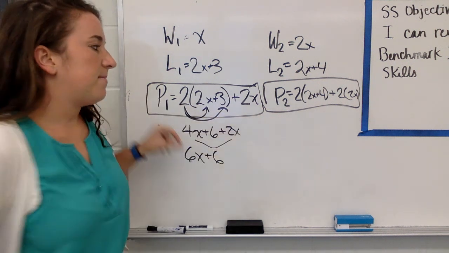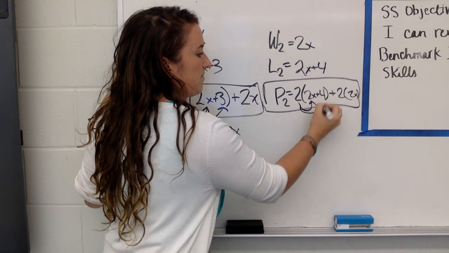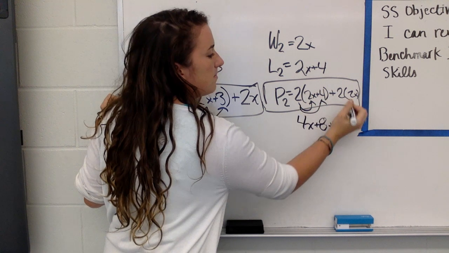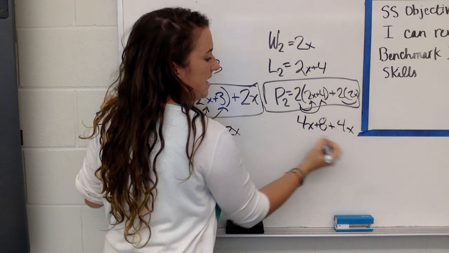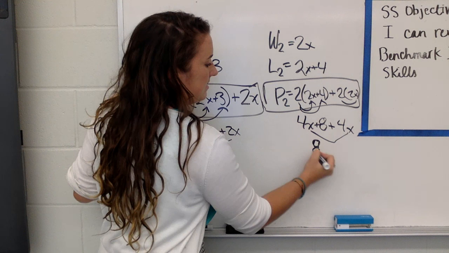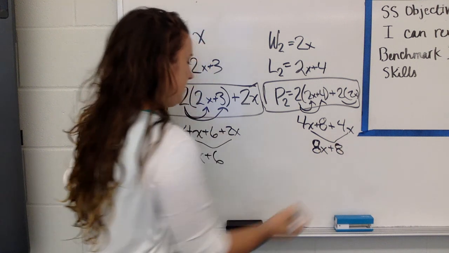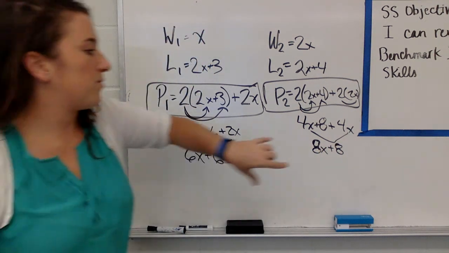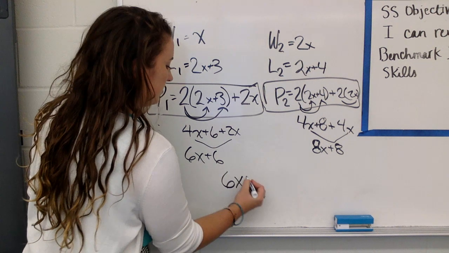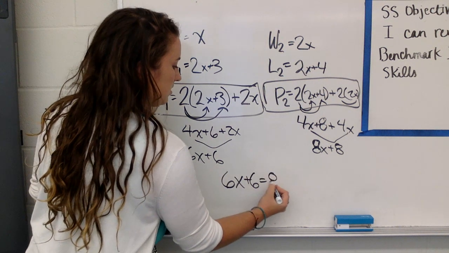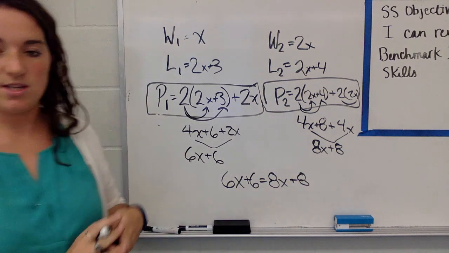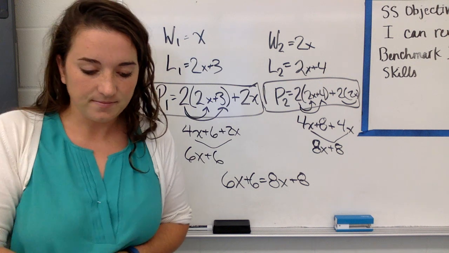On this side, I can combine again. I can simplify by distributing, which is 4x plus 8 plus 4x, and again I can combine like terms. So it'll be 8x plus 8. Now this perimeter equals this perimeter, so our last step is to set them equal to each other. And I'm going to leave it so that you can solve it on your own from there.